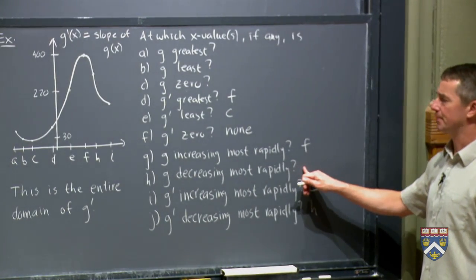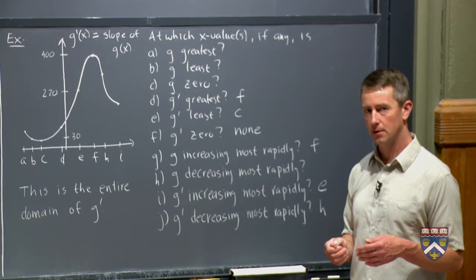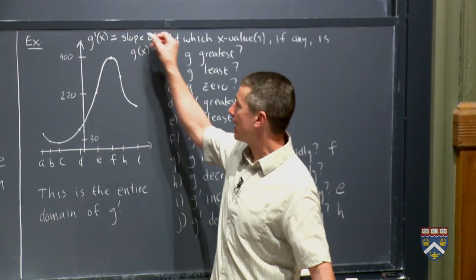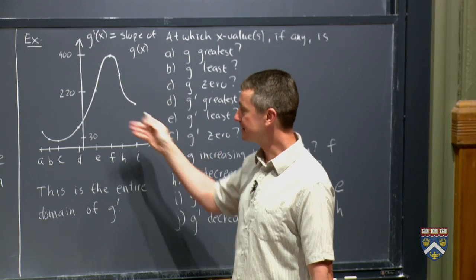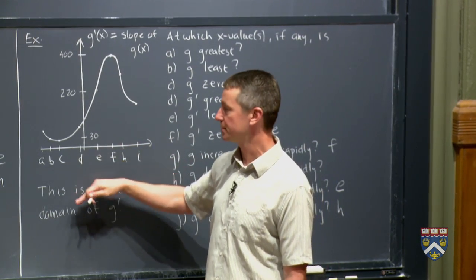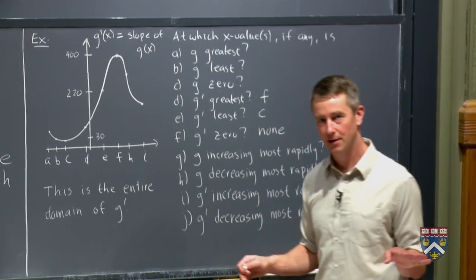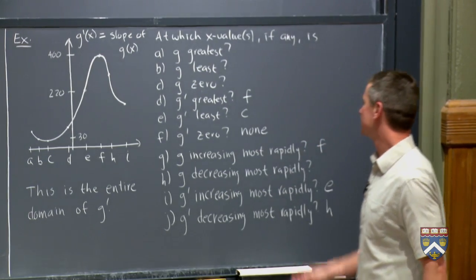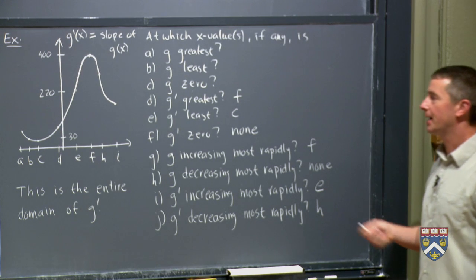G decreasing most rapidly. Well, G should be decreasing when G has what kind of slope? When G has a negative slope, right? But is G prime, which is the slope of G, ever negative? Does this graph ever have a negative y value? No. Right? This graph of G prime never falls underneath the x-axis. So G prime is never negative. That means the slope of G is never negative, meaning G is never going down. So G decreasing most rapidly, none. There is no time when that happens.